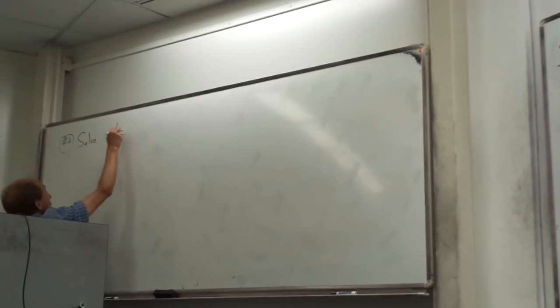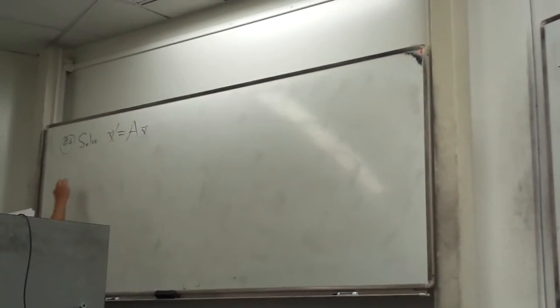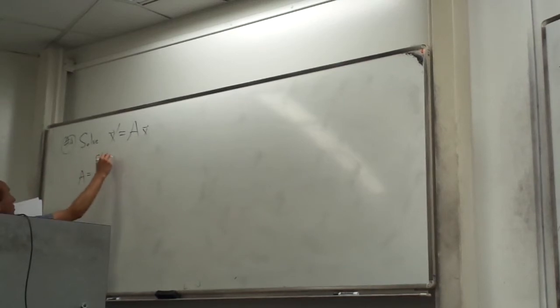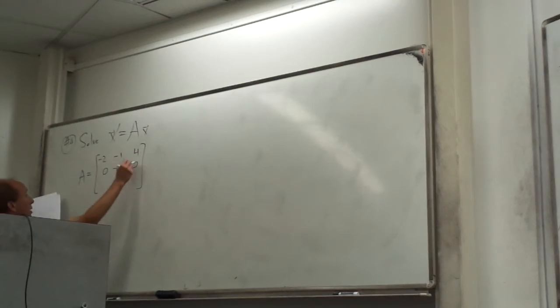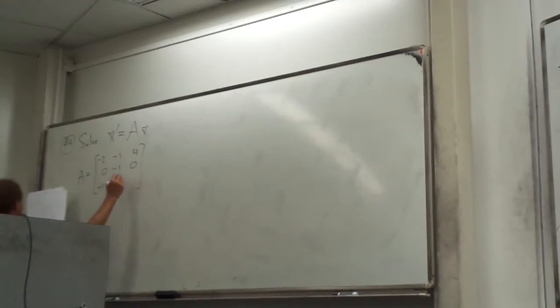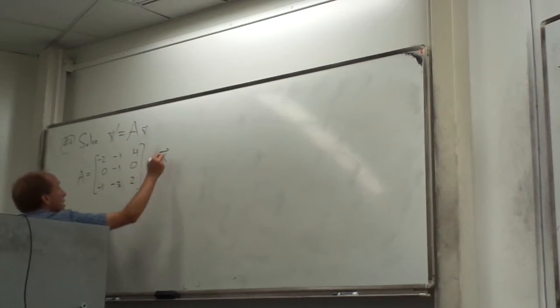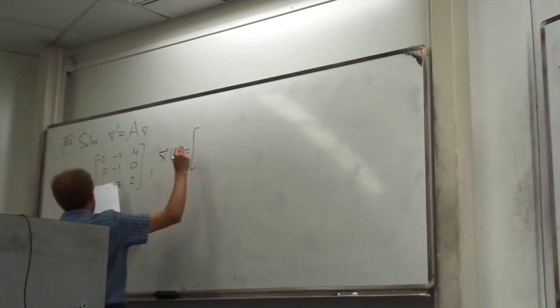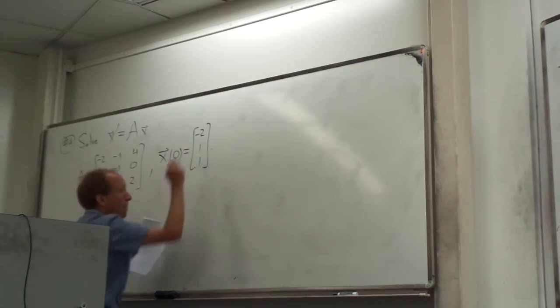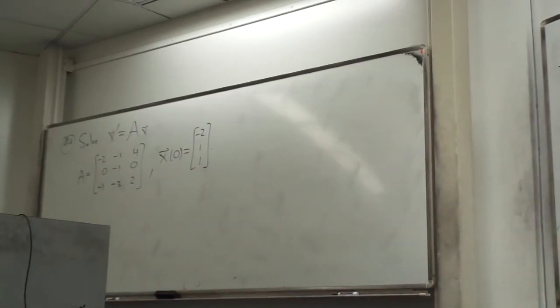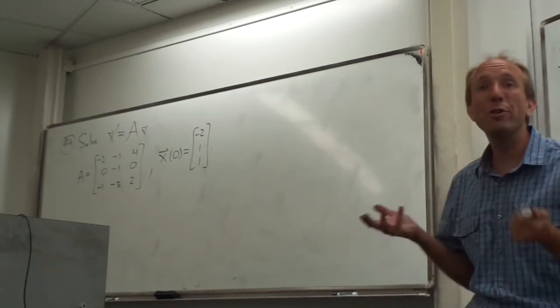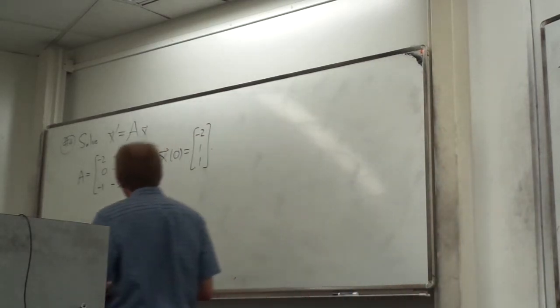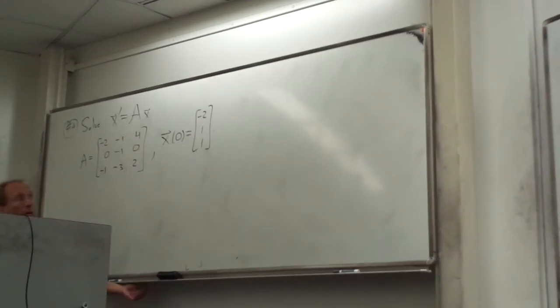So solve x prime equals Ax. A is equal to [-2, -1, 4; 0, -1, 0; -1, -3, 2]. And this time, there's an initial condition, x of 0 is equal to (-2, 1, 1). Okay. 3 by 3 is kind of my favorite size to work with. It's not so small that it's trivial, but it's not unmanageable either. So 3 by 3 is a good size to practice a lot of problems with.